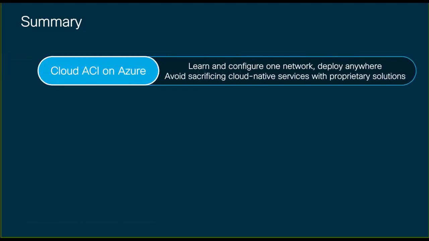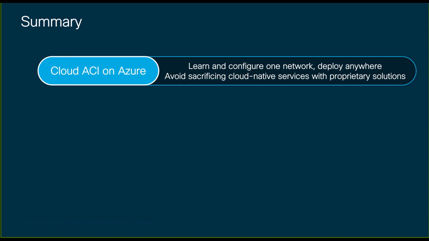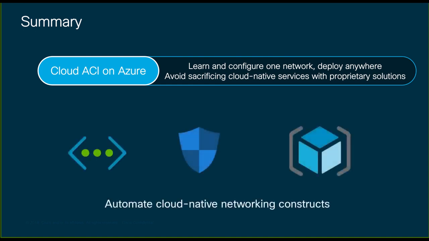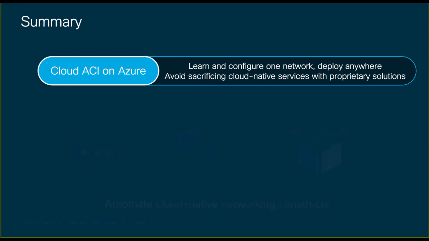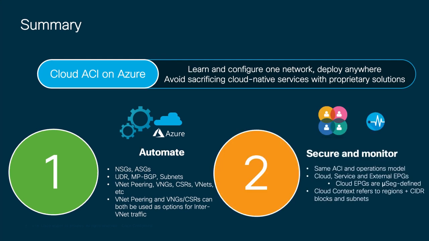As a summary, we just learned how to deploy Cloud APIC and provide connectivity to VMs running on Azure in one VNet and region or multiple, defining our configuration once and enforcing it anywhere. Everything ACI automates is visible on the Azure Portal as well. This can help you reduce the learning curve and accelerate your cloud migration or integration through ACI's automation capability, normalizing security and visibility across regions and clouds.